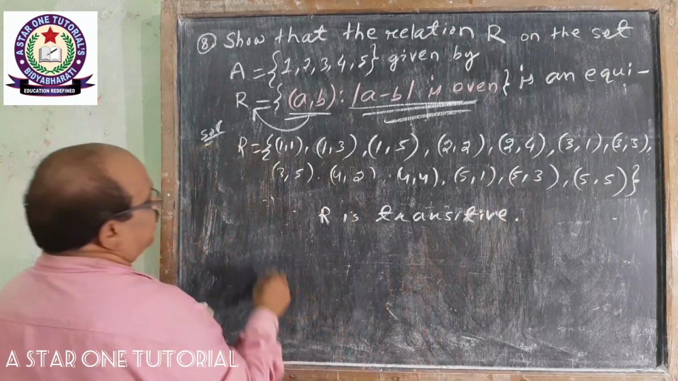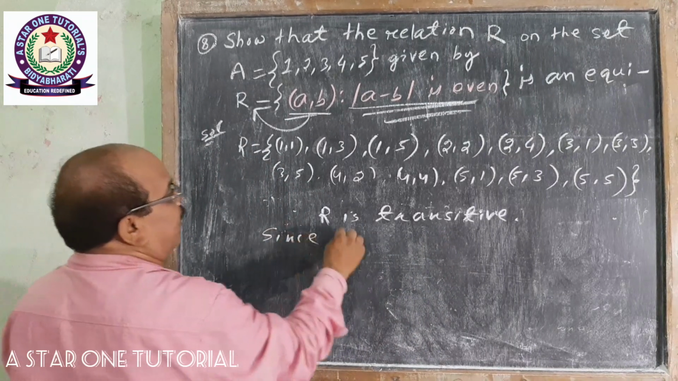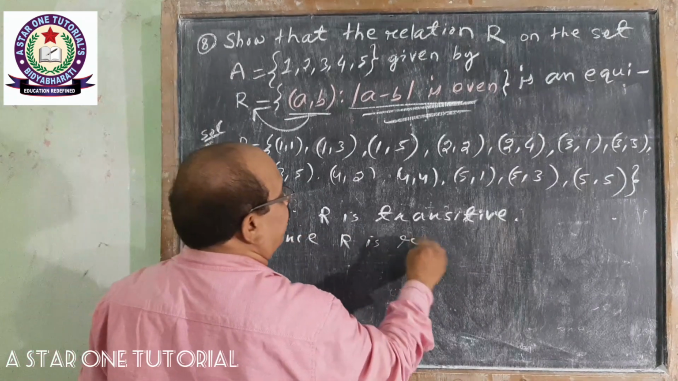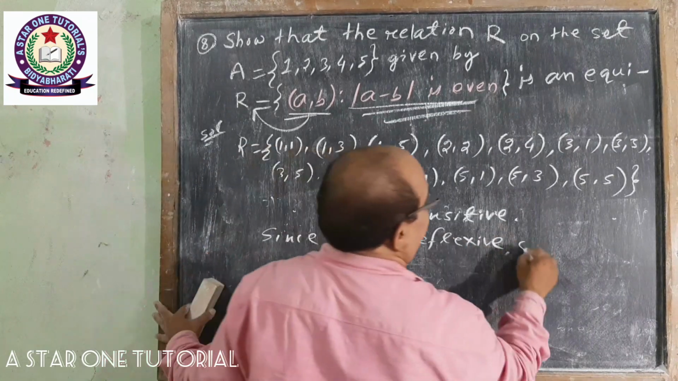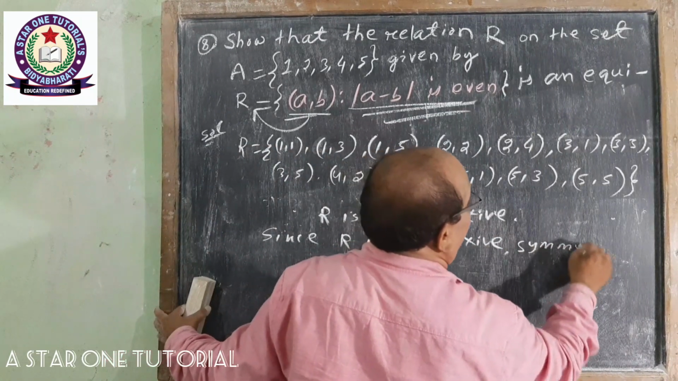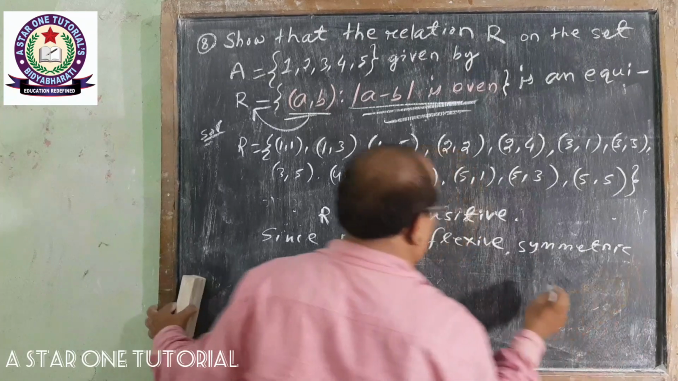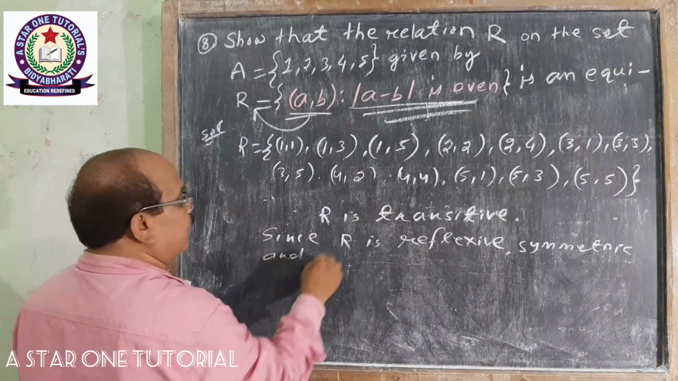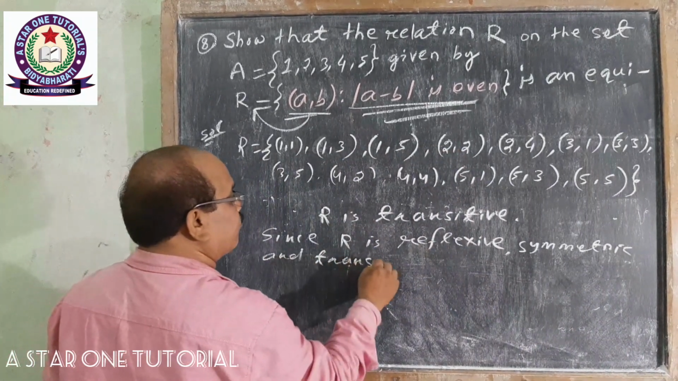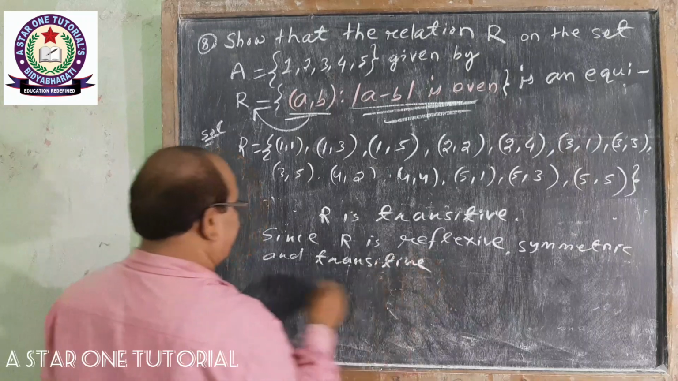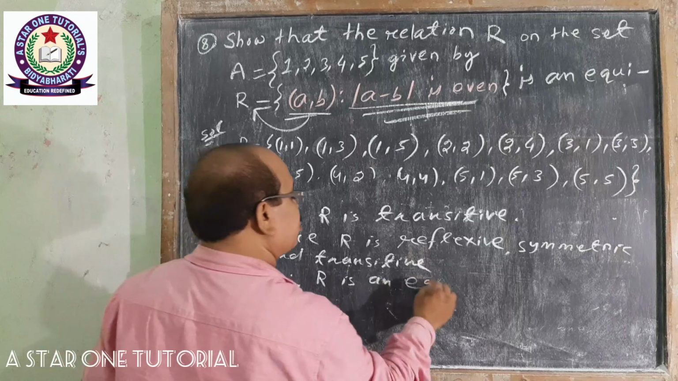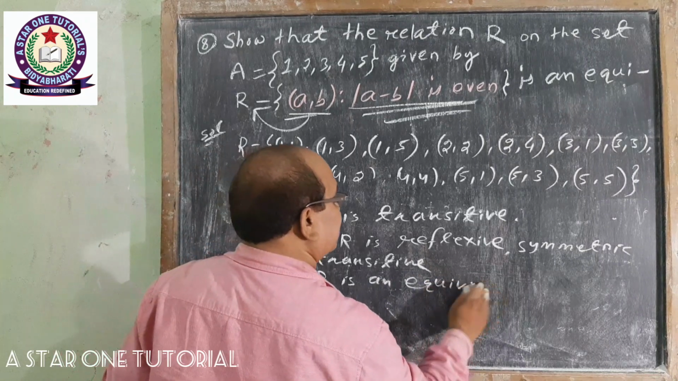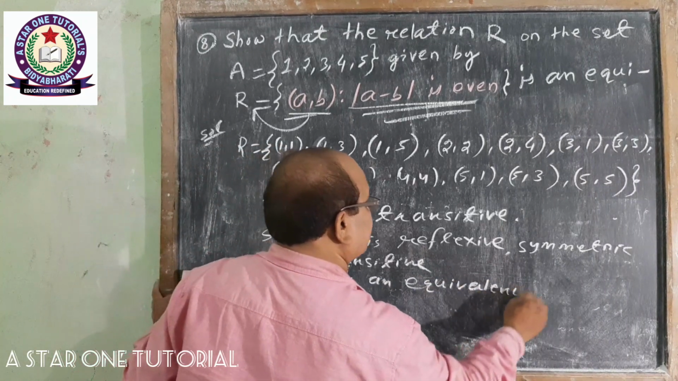Okay. Again, since R is reflexive, symmetric and transitive, therefore R is an equivalence relation.